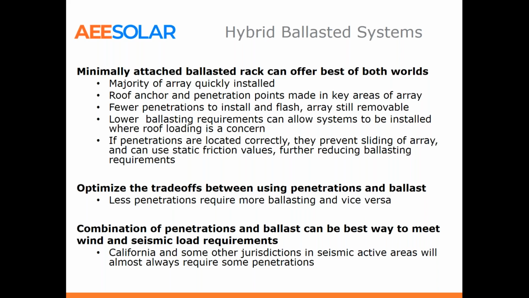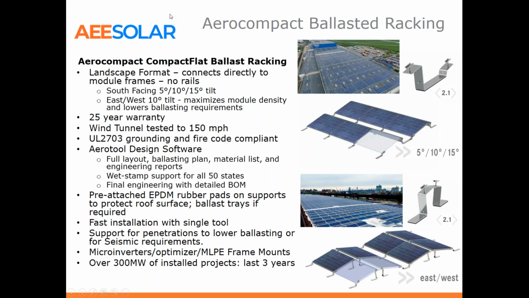And typically, if we combine penetrations and ballast, it might be the best way to meet all of your wind and seismic load requirements. California, of course, and some other jurisdictions in active seismic areas, will almost always require some penetrations in an array. We do have different ways to do those penetrations and not violate any roof warranties. Anchor products, like U-Anchor, OMG, and Power Grip Plus for TPO and membrane roofs, are very common. Also, the use of a standoff with a ChemLink E-curb is a very good way to meet penetration requirements if needed. Here are some examples of our Aerocompact ballasted racking.